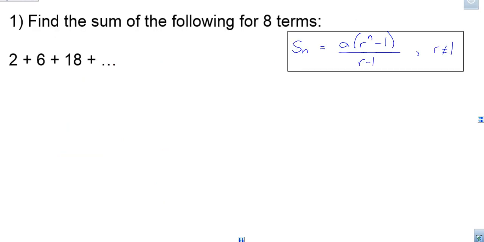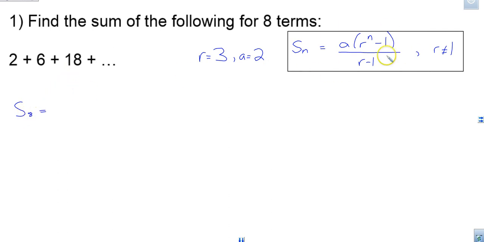So an easy example here, we want to find the sum of the following for 8 terms. So we're finding the sum of the first 8 terms. Now we have to look at this and determine, is it arithmetic or geometric? It is geometric because we're multiplying by 3 for our terms. So that gives us a common ratio of 3, so I can use this formula right here. What you can also tell is that the first term is 2. And again, my n value is 8 because that's the number of terms.